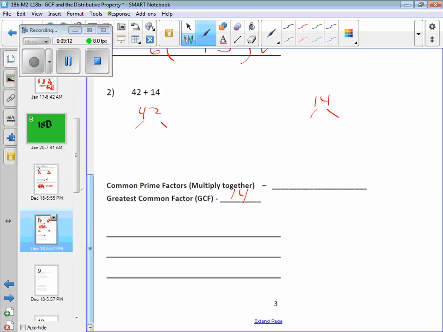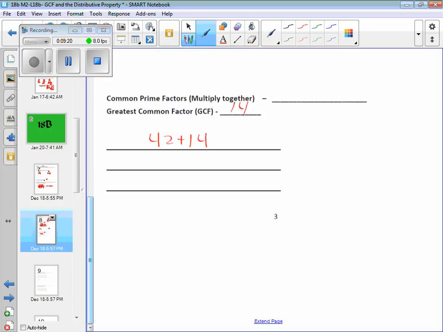Okay, ready? Here we go. Rewrite the original. My GCF again. Okay, 14 times what makes 42 again? Yeah, well, 3. Plus 14 times 1. A little tricky, but look what goes inside.